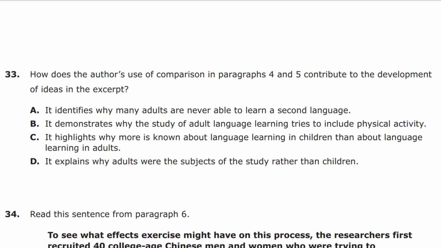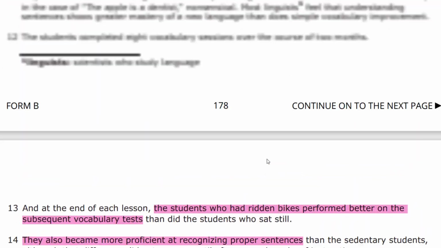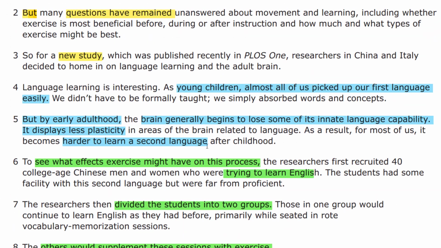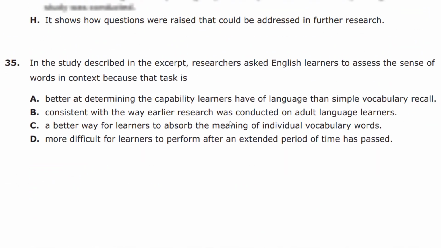33. How does the author's use of comparison in paragraphs 4 and 5 contribute to the development of ideas in the excerpt? Well, let's take a look at paragraphs 4 to 5. Let's see what's going on there. These were the paragraphs where it indicated young children learn languages easily, but by early adulthood, the brain loses its plasticity, its ability to learn, and it's harder for adults to learn a second language. So what exactly does that have to do with exercise helping learn a language?